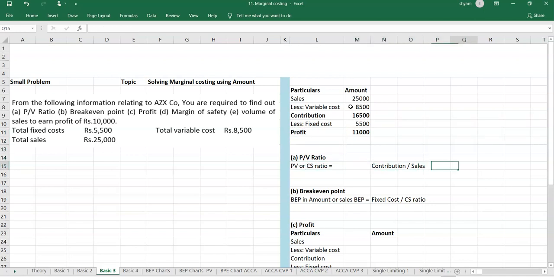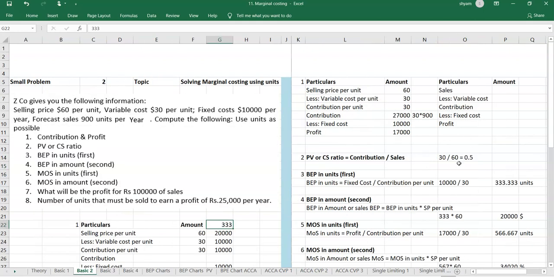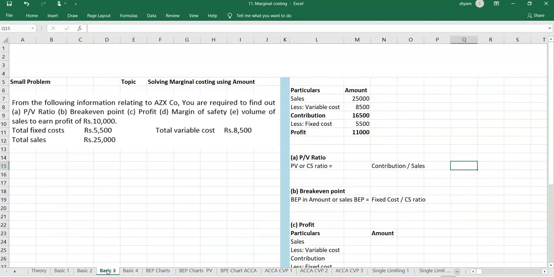So let's get the PV ratio here. PV ratio or CS ratio, you can use them interchangeably, that won't be a problem. In the earlier problem we found contribution per unit. We can also find it through the whole amount. So we'll find it here through the whole amount: 16,500 divided by sales 25,000. If we get decimals, we will round it off. It's coming to exactly 0.66.